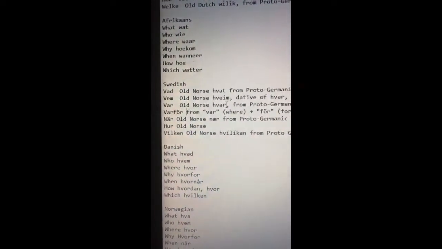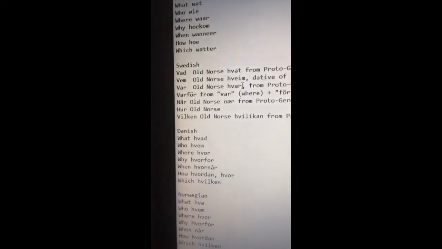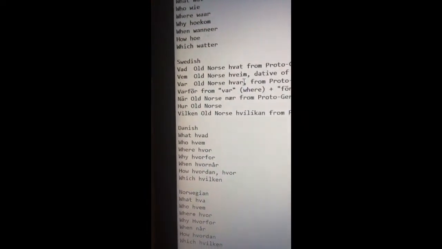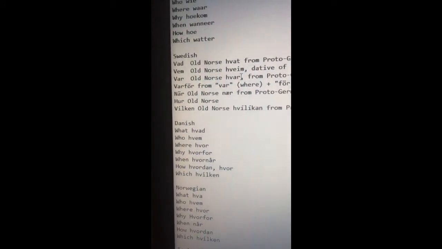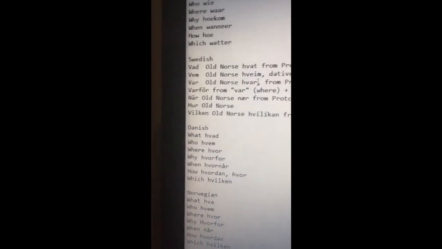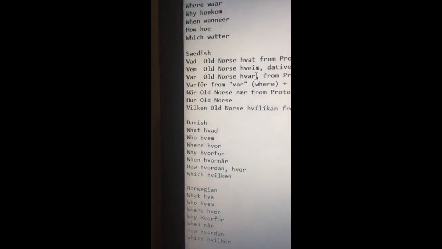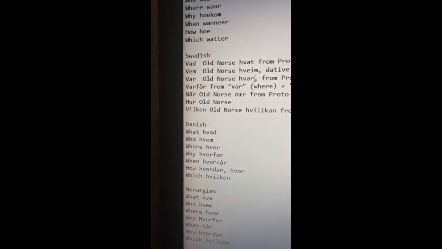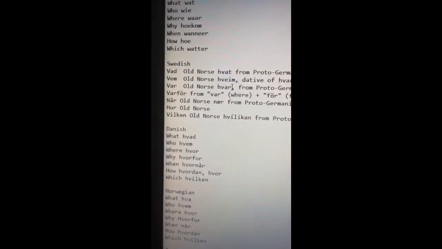Varför comes from where, for, and that actually is something that was still used in other forms of English. So in Shakespeare you've got wherefore art thou Romeo. It's got nothing to do with where, it's exactly what it means in Swedish. Why are you Romeo? Because it's talking about why is this person the way he is, why do things have to be like this. So she asks, wherefore art thou Romeo?